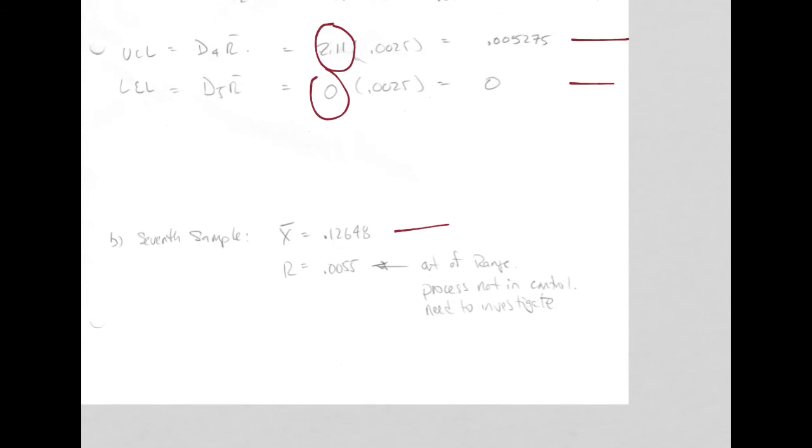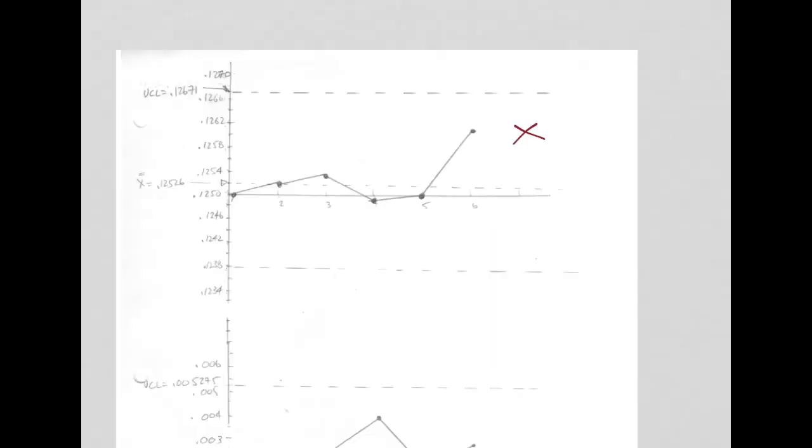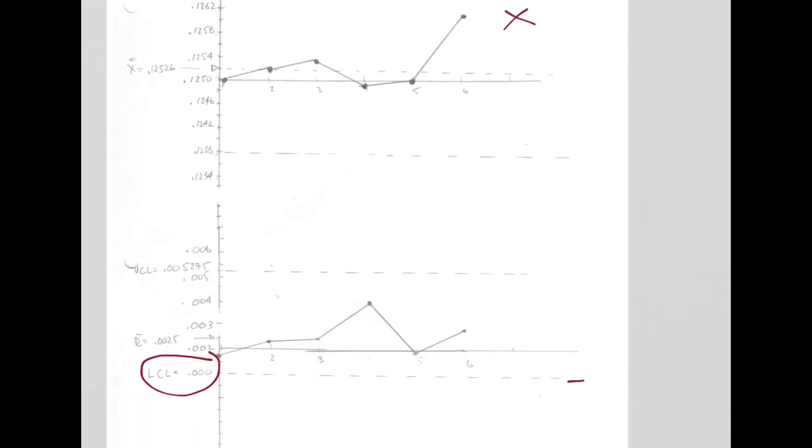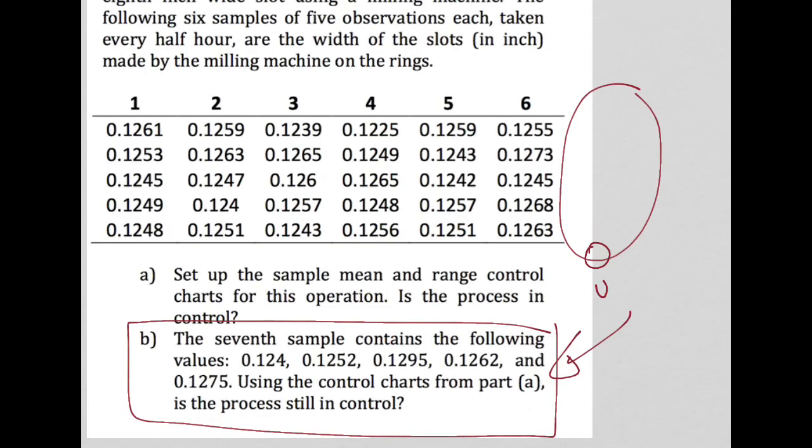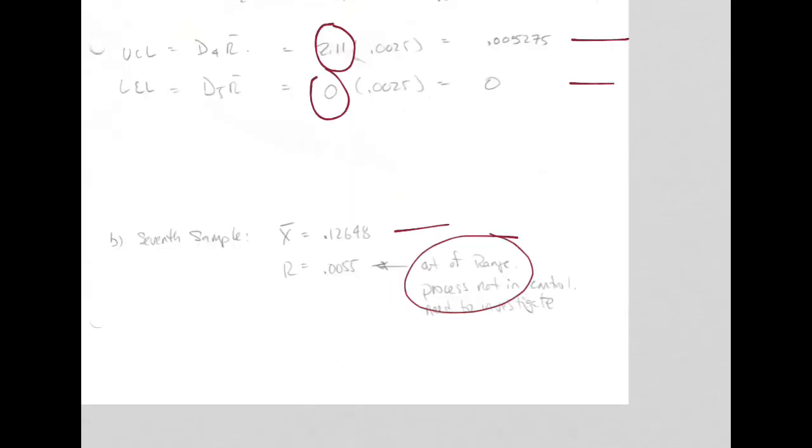And if you look at the range, 0.0055, okay, I mark here it's out of range, and let's just double check that. 0.0055 is somewhere here, so this is now out of range, out of control. That is the conclusion, it is out of control. So that answers the question. Is the process still in control? The answer is no, it is not still in control.